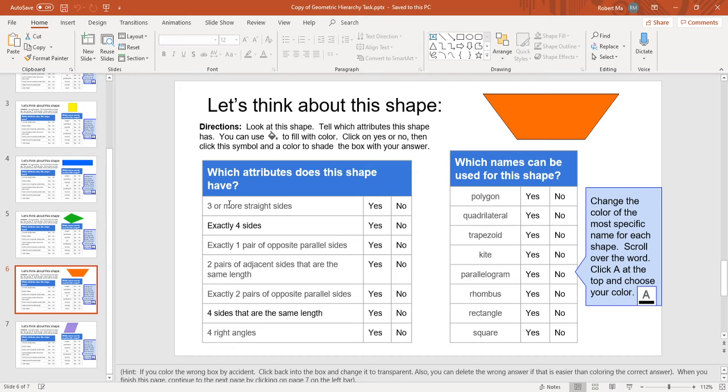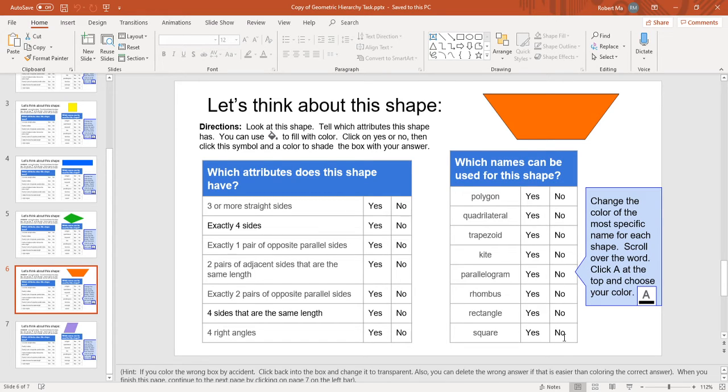So let's go through and see what attributes we can have and what we could name it. So 3 or more straight sides? Yes. Exactly 4 sides? Yes. Exactly 1 pair of parallel sides? Yes. So the first 3 are yes. Then 2 pairs of adjacent sides that are the same length? No. The sides that are connected to each other are not the same length. Exactly 2 pairs of opposite parallel sides? Nope, because these are obviously not parallel. 4 sides that are the same length? No. 4 right angles? No.